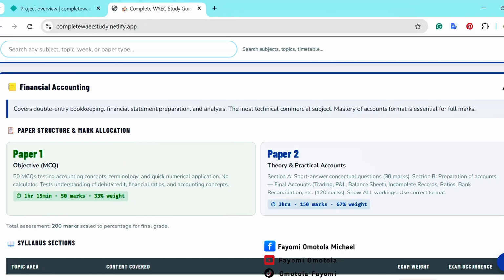Then you pick the objective. Not only in financial accounting, even in mathematics and chemistry, some of the questions in theory, you may find them in objective. The same concept, I'm not saying word for word. You find them in objective. So you see the objective there, what it covers. You check the complete WAEC study platform.